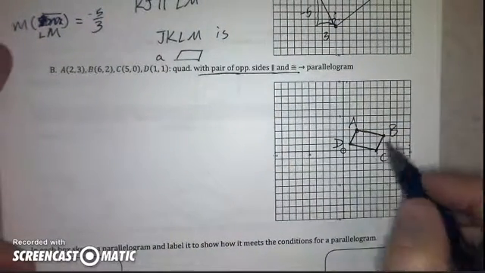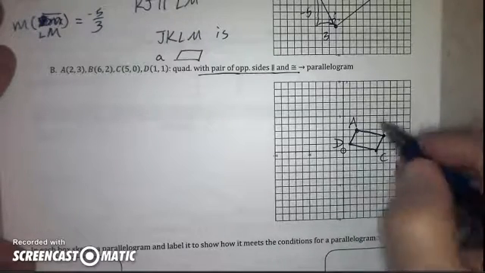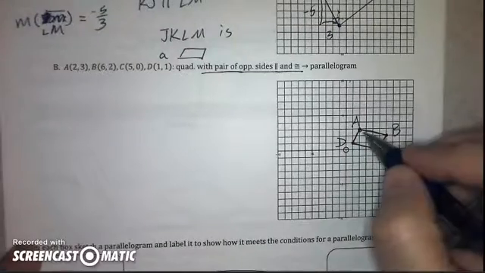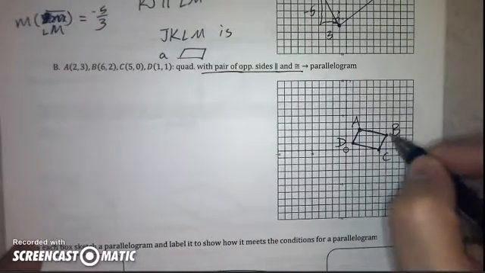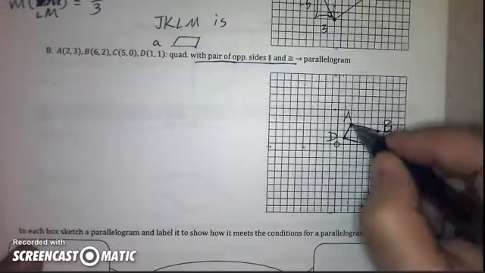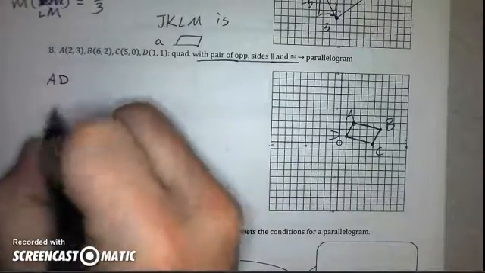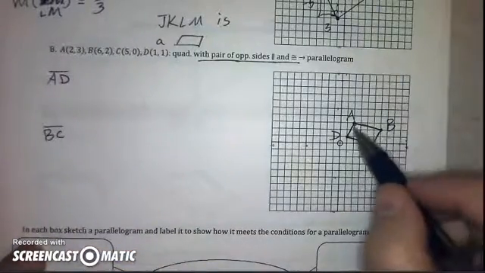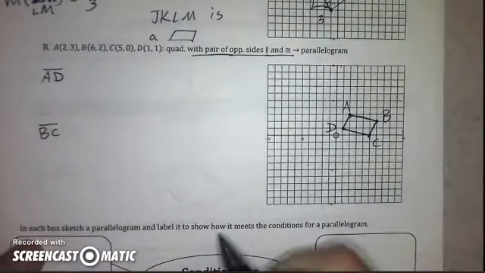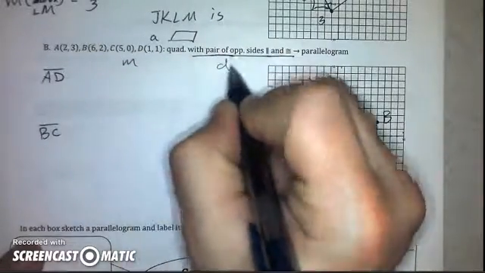Now, we just need to pick two opposite sides to do. I'm going to pick AD and BC. I could choose the other two sides, the longer ones. It doesn't really matter, but I'm just going to focus on AD and BC. And I'm going to show that those sides are both parallel because they have the same slope, and they're congruent. So I'm going to use slope, and I'm going to use the distance formula.